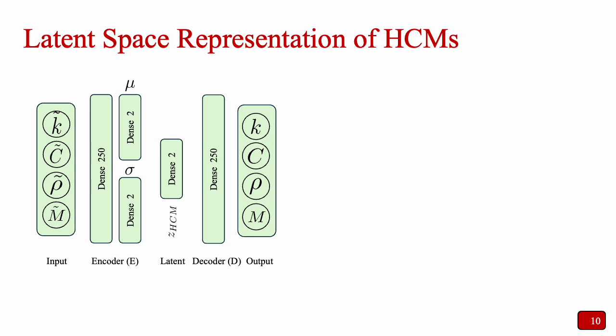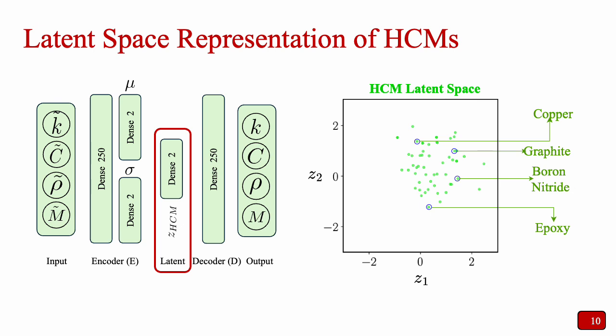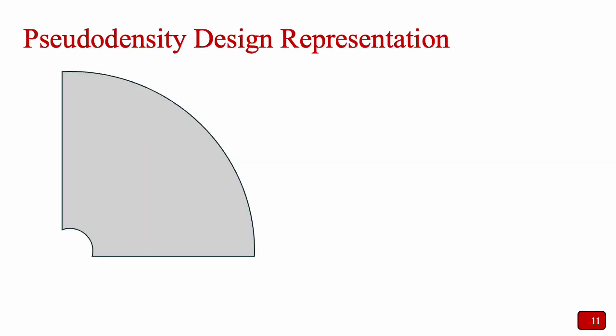We repeat this exact process for the heat conducting materials. A second VAE is trained on the HCM database, learning to map its relevant properties into a separate continuous latent space. Now, instead of choosing from discrete lists, our optimizer can search two continuous latent spaces to find the optimal materials for our design. For the geometric design, we use a pseudo-density representation.